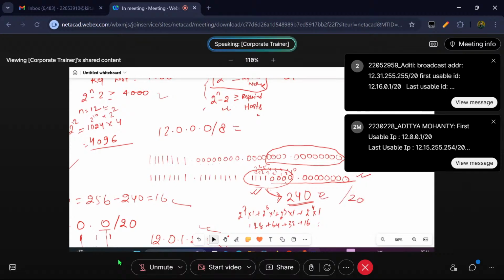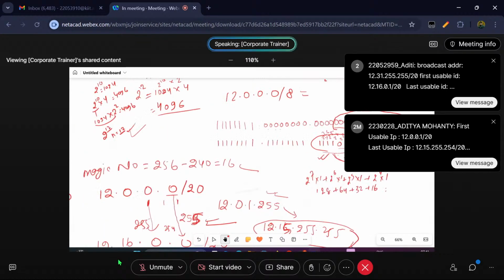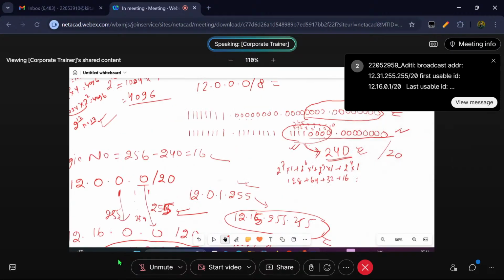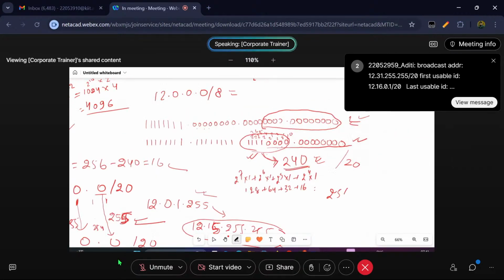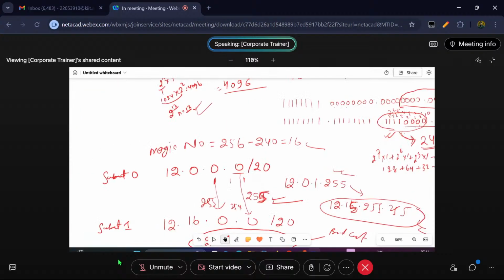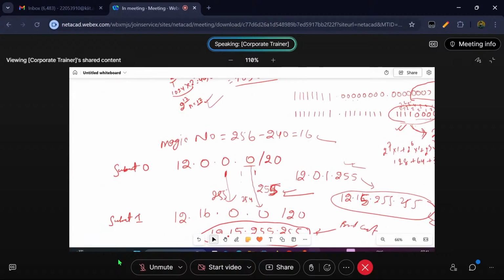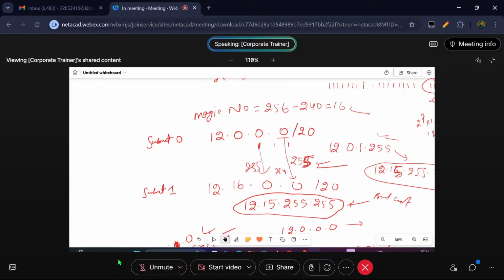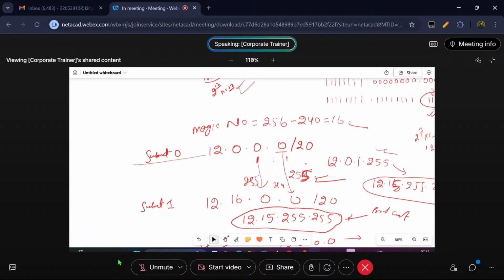We got 240. Now the magic number formula is 256 minus the change value, wherever you get the change. 240 is the change value, so we write 240 and subtract it. What you get is 16. So 16 is our magic number, and you have to add this 16 to each and every subnetted network. Suppose I have subnet 0. Subnet 0 is the given ID, whatever network is given in your question, which you can directly write as subnet 0.